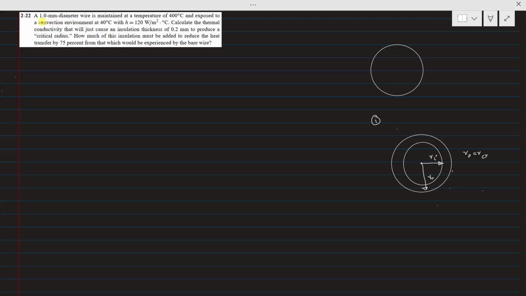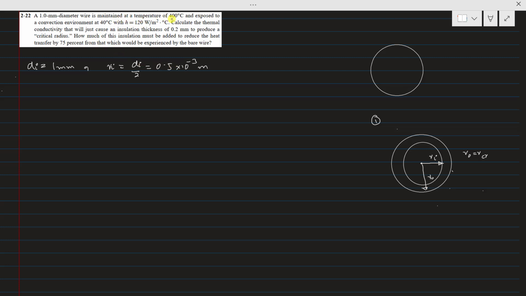Okay, come to the data. The internal diameter is 1 millimeter. So Ri will be equal to Di divided by 2. So we will get 0.5 millimeter, since 1 divided by 2 is 0.5. Converting into meters, that is 0.5 times 10 to the power minus 3 meter, since milli means 10 to the power minus 3.